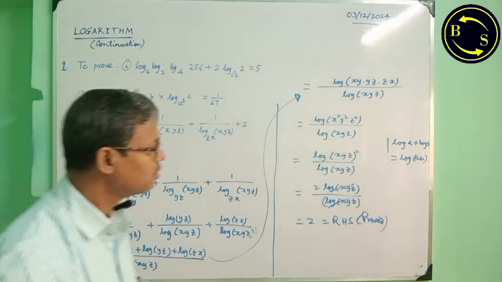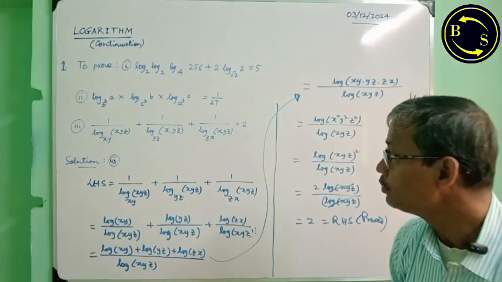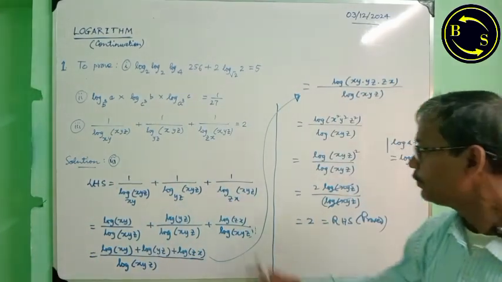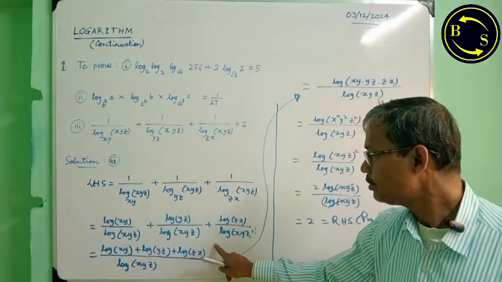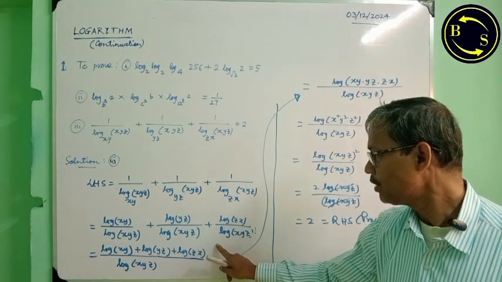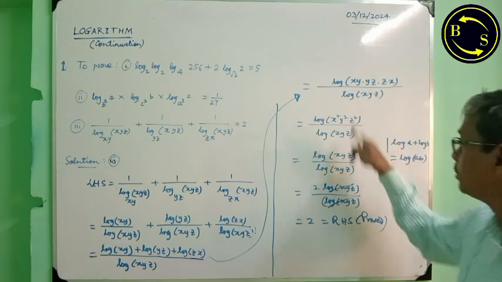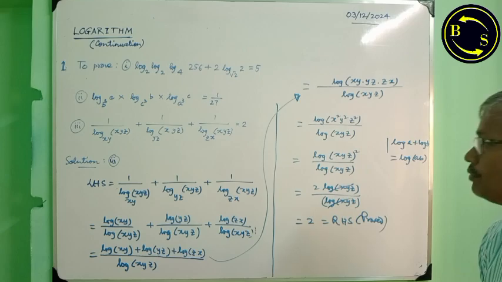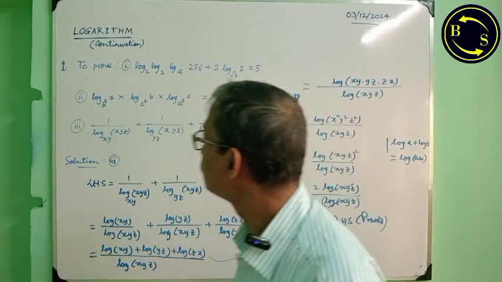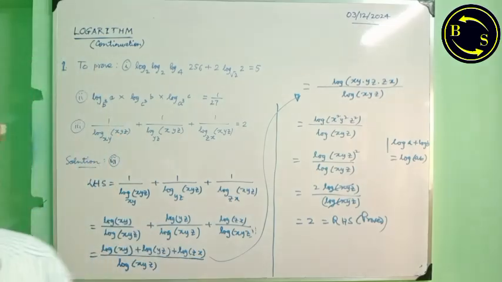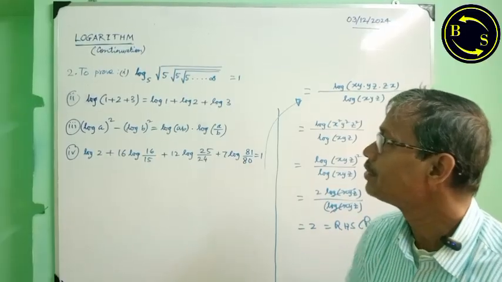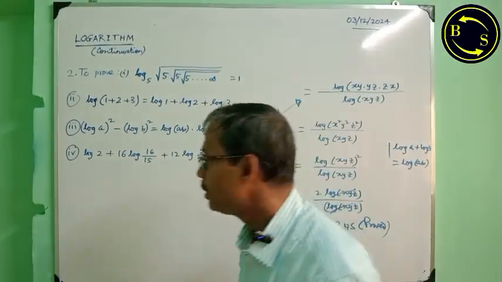I think students have understood. In the first step, I have used the base changing formula, then these steps followed. Therefore, we have worked out first 3 sums today. Now, second set, 4 sums I will work out.